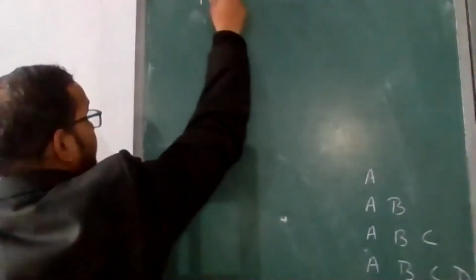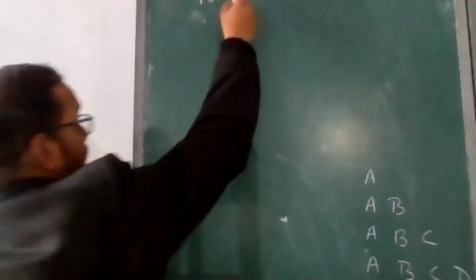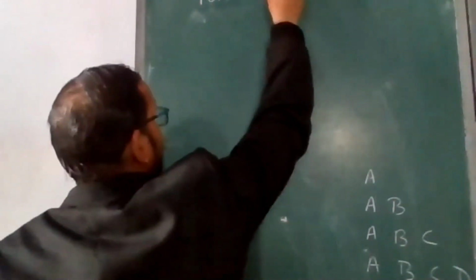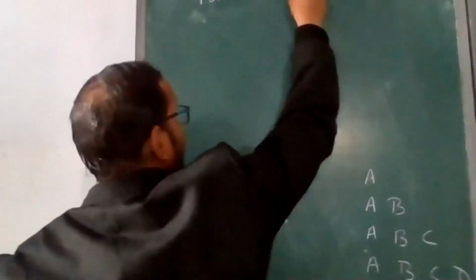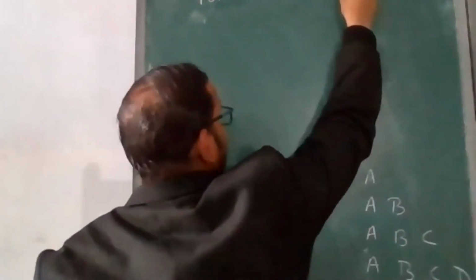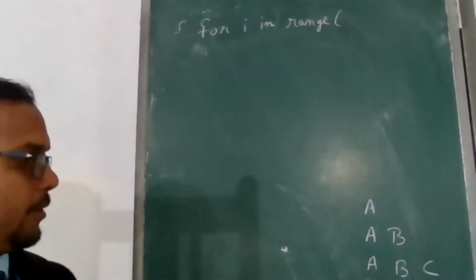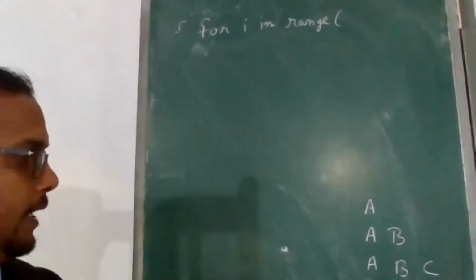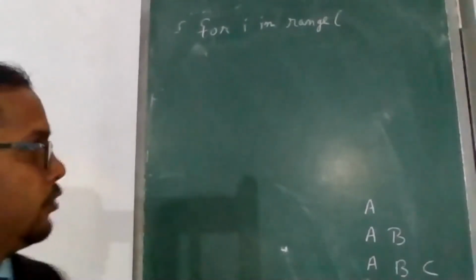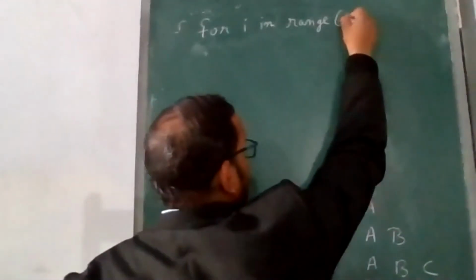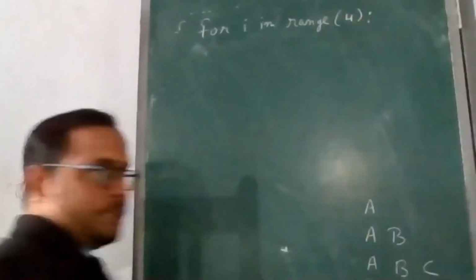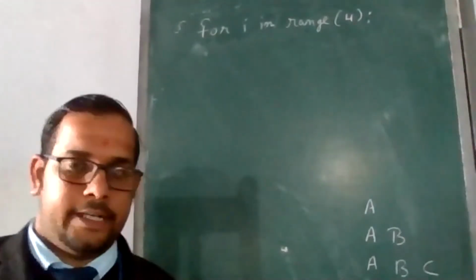So again, we need the nested loop concept. For i in range. First of all, you have to decide how many rows you want to print. This time I want to print only 4 rows, that means A, AB, then ABC, then ABCD. So the range value is 4. You start from 0 index and finish at the 3rd index.